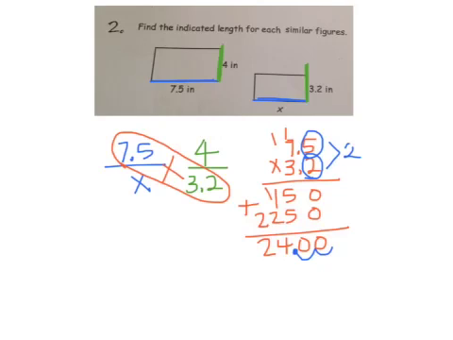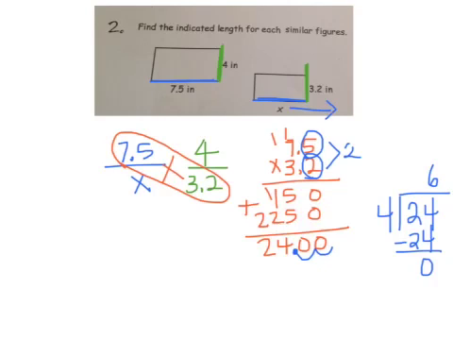As soon as you get through multiplying, you're going to put that number inside the box. I'm going to divide by the other number that was in the problem, which was a 4. 4 can divide into 24 perfectly 6 times. I have no leftovers, so the missing length is 6 inches. So the value of x, 6 inches. And that would be your answer to number 2.